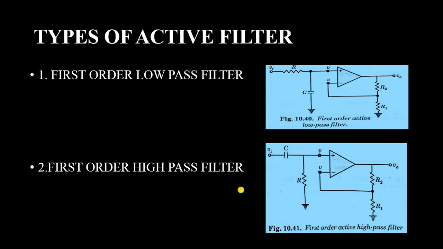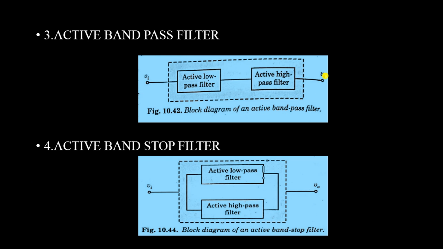Yes, types of active filter. The first type is first order low pass filter. This is a circuit diagram with the use of operational amplifier. First order active filter, and this is the first order high pass filter. Now moving to the next slide.